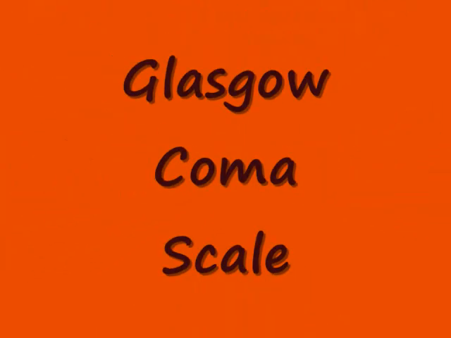Glasgow Coma Scale is a neurological scale used for assessing a person's conscious state objectively. The scale uses three main responses, which are eye, verbal and motor response, and is scored out of a total of 15.